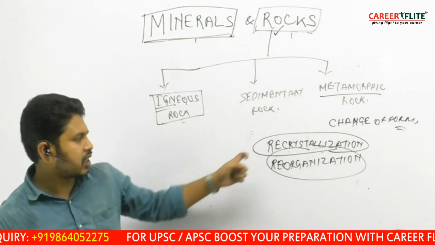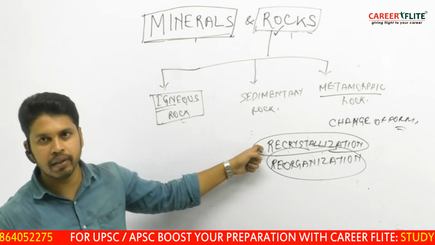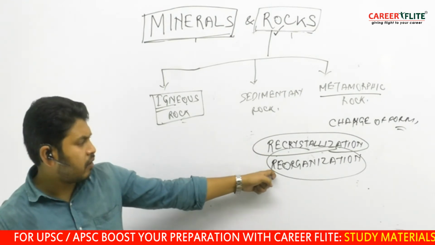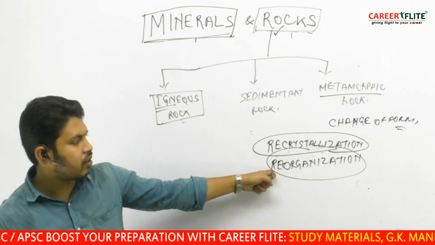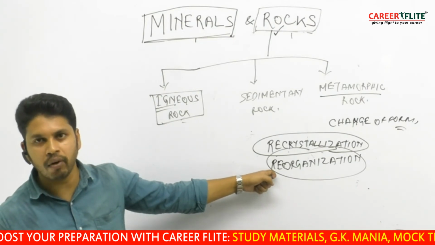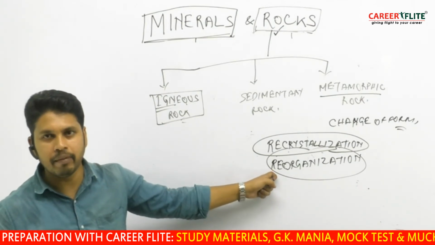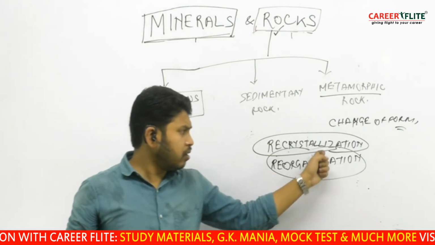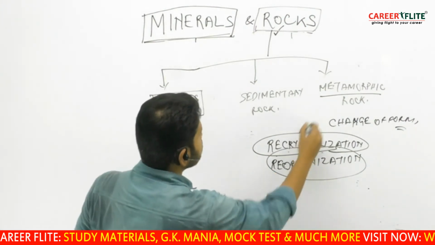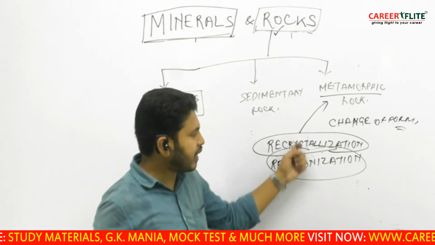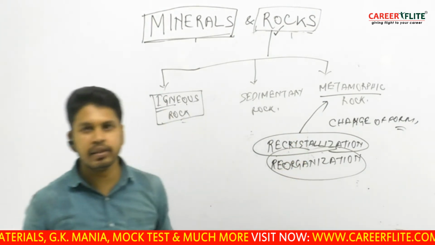Recrystallization means there will be chemical change of the grains of the minerals within the rock, and there will be physical change when they get organized. The minerals or grains get organized within the rock because of some physical pressure. So they will lead to the formation of a new kind of rock that will be known as metamorphic rocks. Now, how does recrystallization and reorganization take place?